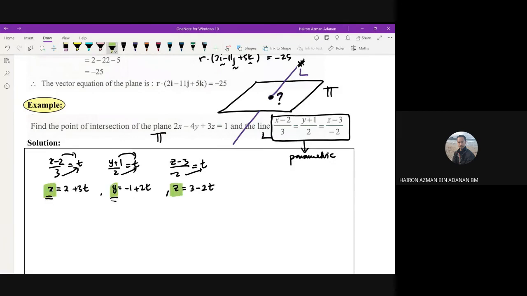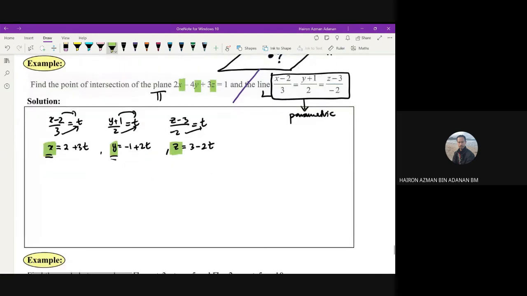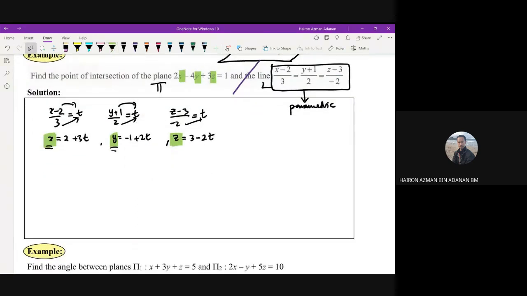x, y, z. What you need to do, you substitute into plane. Sebab plane ada x, y, z kan. So, you gantikan sajalah. So, substitute line into plane. Okay. So, just ganti. What is x? x is 2 plus 3t, minus 4. What is y? Negative 1 plus 2t, plus 3. What is z? 3 minus 2t, equal to 1.